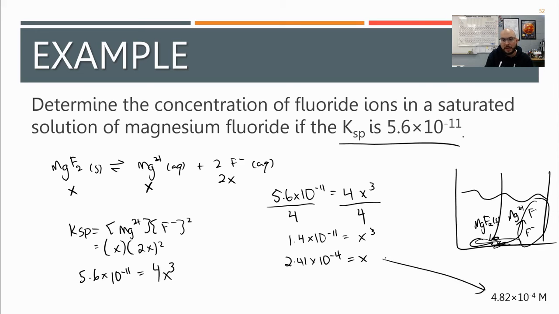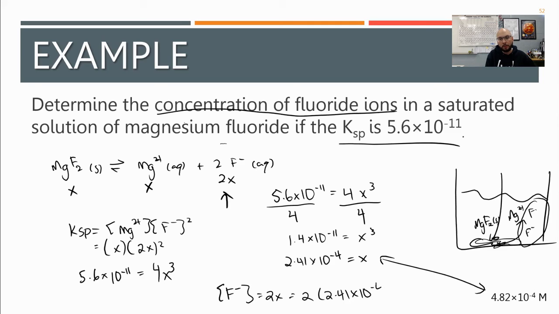And you'll notice that that answer is not the same there. Hopefully you can see why. The question asks, what is the concentration of the fluoride ions? The concentration at equilibrium of the fluoride ions is symbolized by 2X. So the concentration of the fluoride ions is equal to 2X, which is equal to 2 times 2.41 times 10 to the negative 4, which is equal to 4.8 times 10 to the negative 4. Concentration measured in, you betcha, molarity.